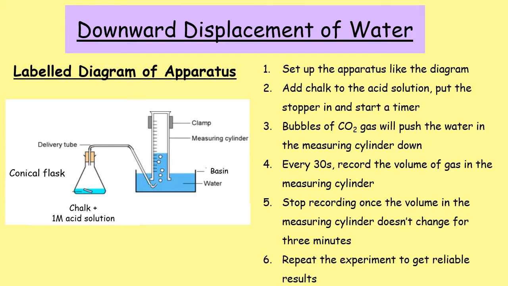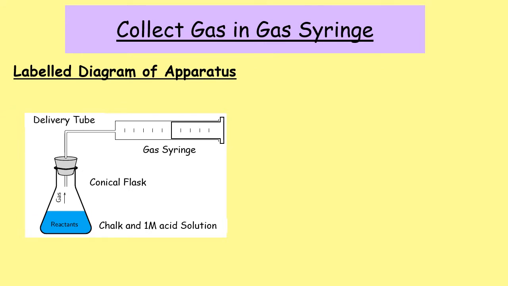You always need to make sure your results are reliable, repeat the experiment once or twice in order to check that you get the same results again. So that method with an upside down measuring cylinder is called downward displacement of water. Another way of doing the same thing is, instead of using downward displacement of water, you can collect the gas in a gas syringe.